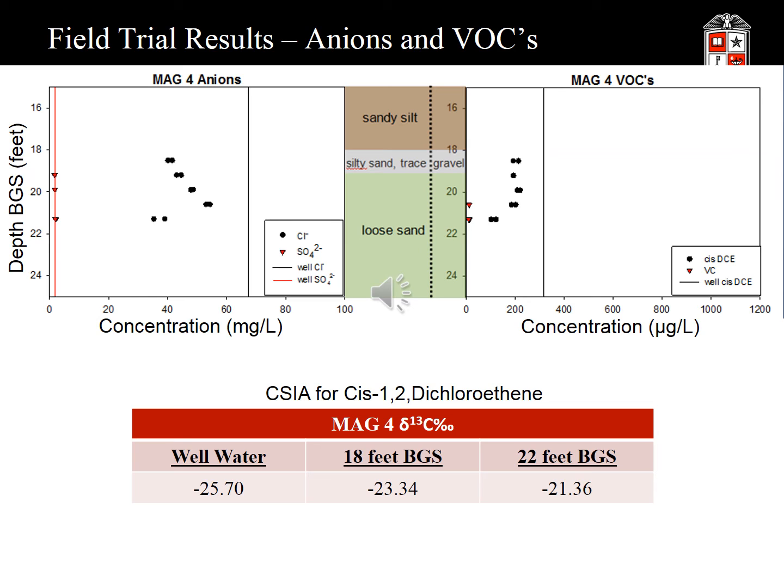We also successfully were able to measure the compound-specific isotope composition of the Cis-DCE, and we compared it to the well water, and you can see that the sample at 18 feet and at 22 feet are reasonably similar, and that both of them differ slightly from the well water. Actually, the more negative values suggest that the sample intervals that we evaluated are actually undergoing more degradation, or have been processed to a greater extent than the well water.